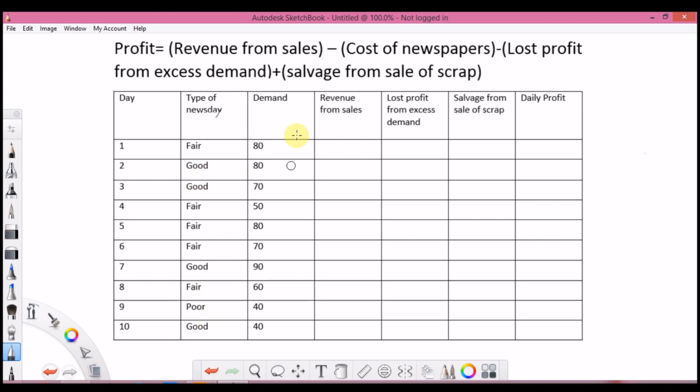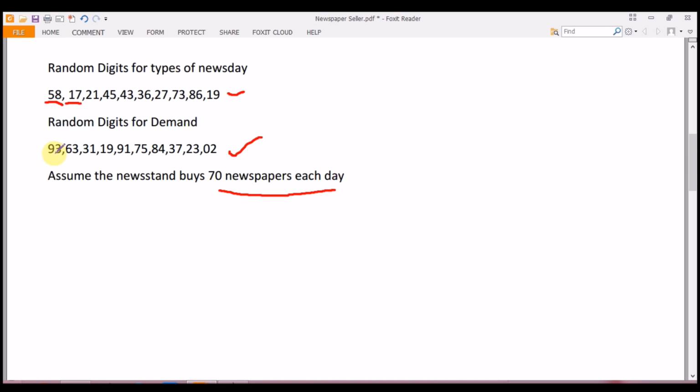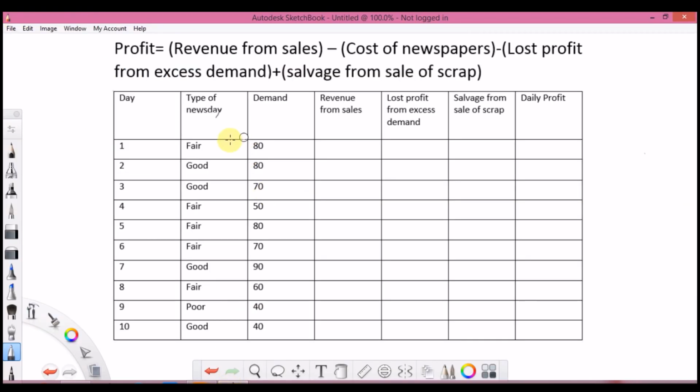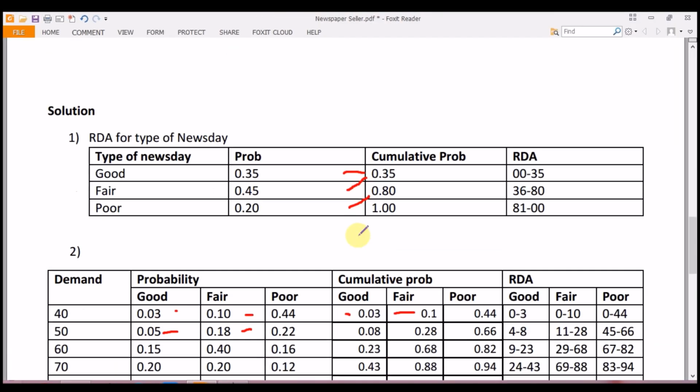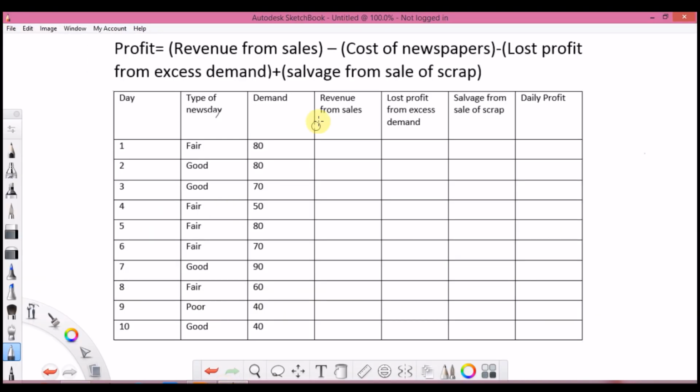Now coming to the third column, that is demand. How do we calculate the demand? Again, we look at our random digits. Over here we have random digits 93, 63, 31. Let's look at the first one, 93. Here it gets a little tricky. Why? Because we have to see 93 and also that it belongs to a fair news day. So while seeing which class it belongs to, we have to look at 93 fair.